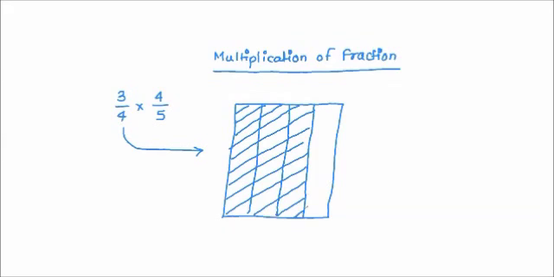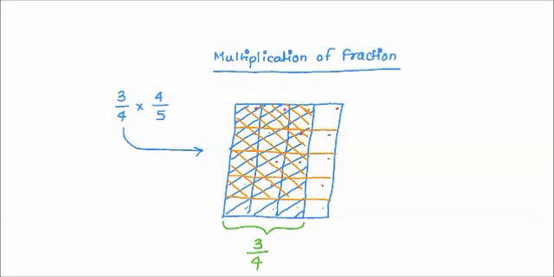Now I want to multiply it by 4 upon 5. So the 3 parts which I have taken, they represent 3 upon 4. I'm going to divide this into 5 equal parts. 1, 2, 3, 4, 5. And out of these 5, I am going to take 4. So I have taken 4 of them. How many small squares do I have? So total I have 20 small squares. So I have made 20 parts of the whole.